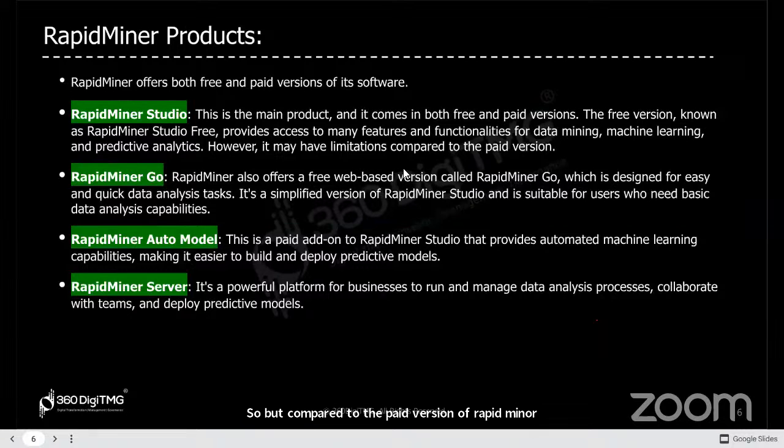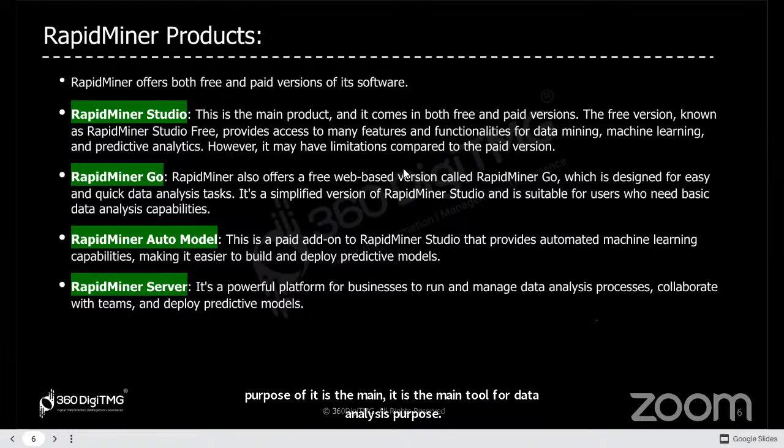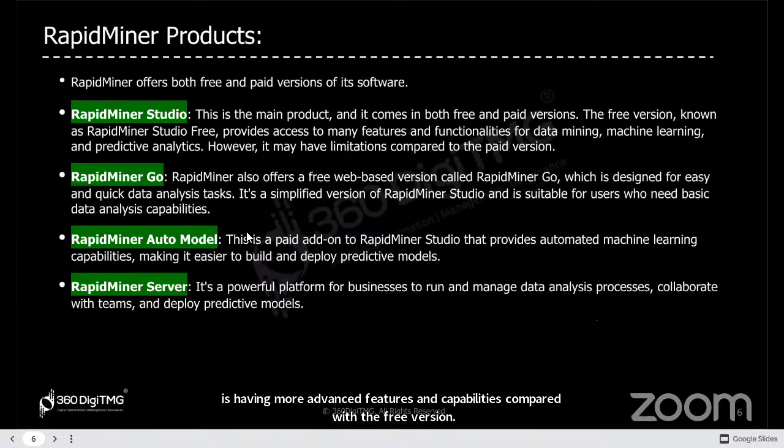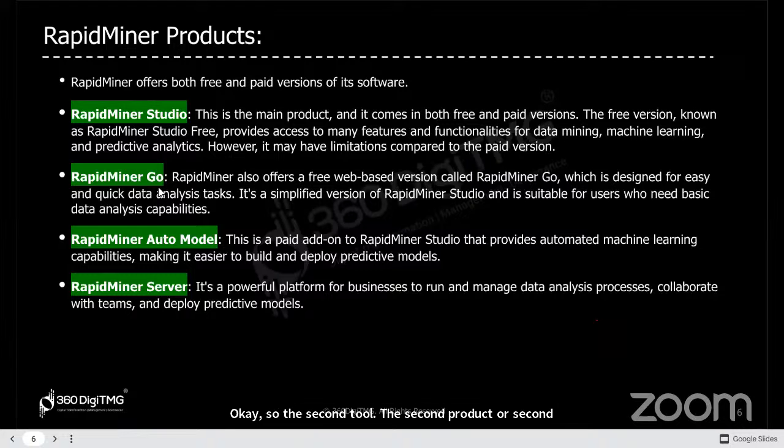The first tool that we have is RapidMiner Studio. The purpose of it is that it is the main tool for data analysis. There are free versions and paid versions available in this particular product. When we compare the features, the paid version has more advanced features and capabilities compared with the free version. Okay, the second product of RapidMiner that we have is RapidMiner Go.